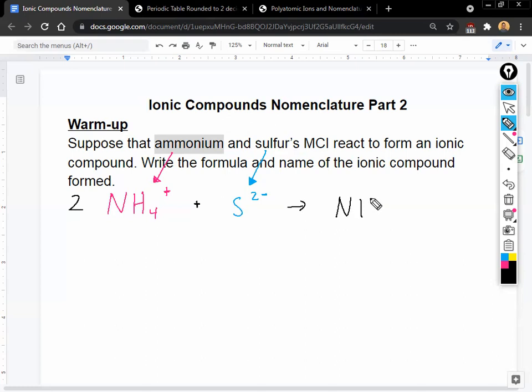So if we put them next to each other, we're going to write NH4S. Since I use 2 NH4s, I have to put parentheses around it and put a 2 next to it. Okay, and there you go. This is your formula for the ionic compound.